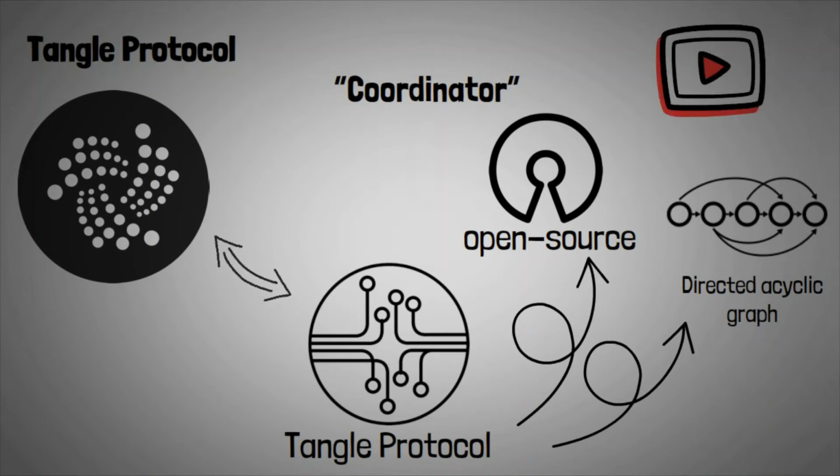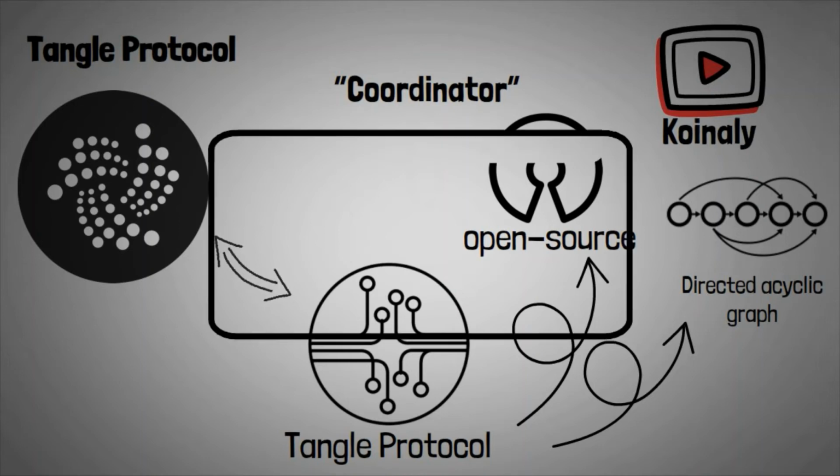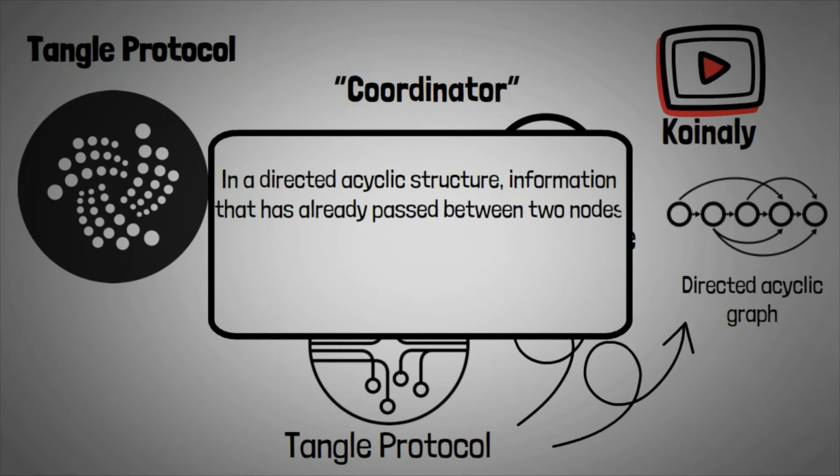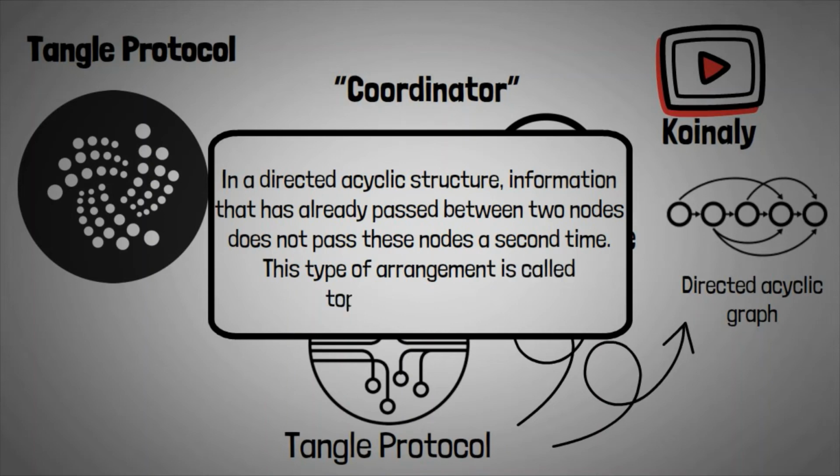We have addressed cyclic graph on this channel before, kindly check out the video. It is important to note though that, in a directed acyclic structure, information that has already passed between two nodes does not pass these nodes a second time. This type of arrangement is called topological ordering.